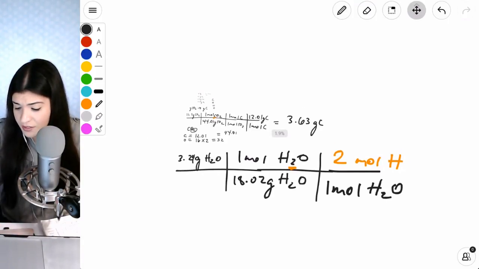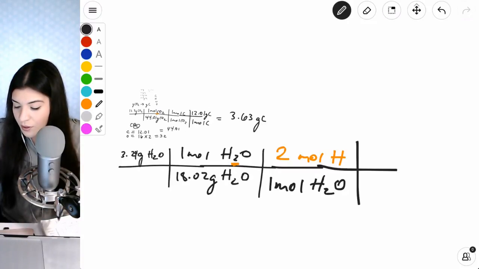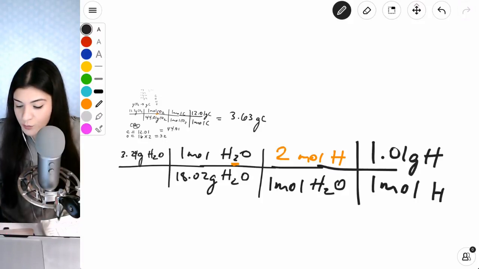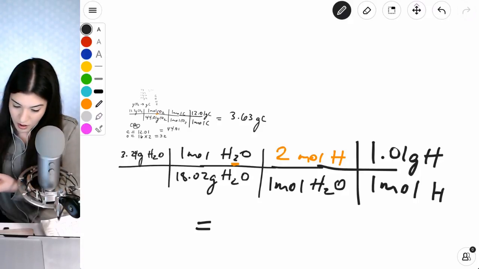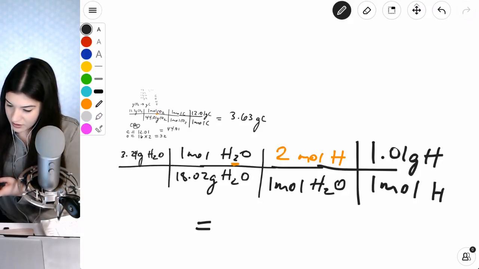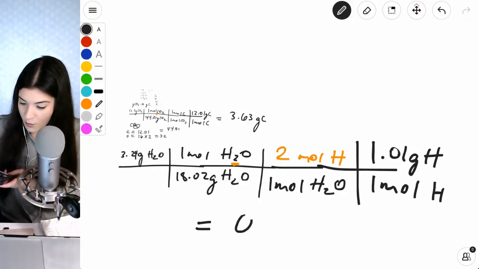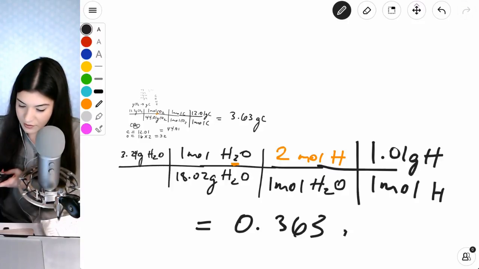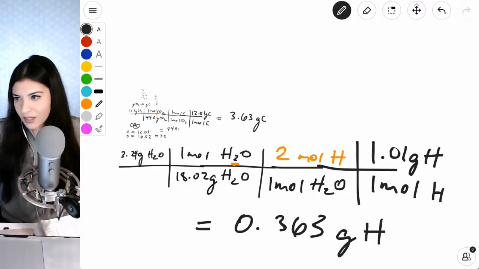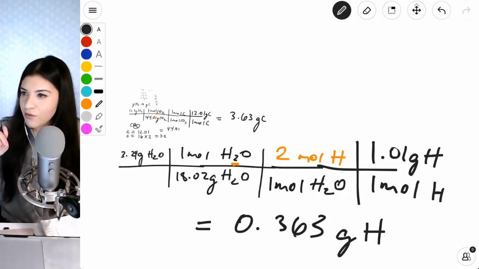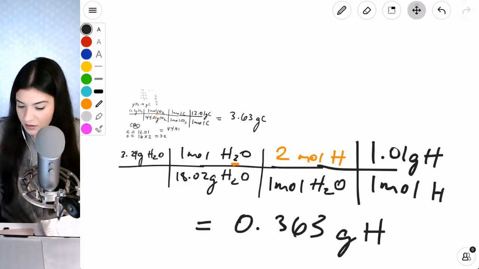Next, let's change this to grams. So per 1 mole of hydrogen, there's 1.01 grams of hydrogen. Multiply this all out. Let's see what we got. 3.24 times 2 times 1.01 divided by 18.02. This gives us 0.363 grams of hydrogen. All right, I'm going to keep going and try to figure that out for nitrogen.